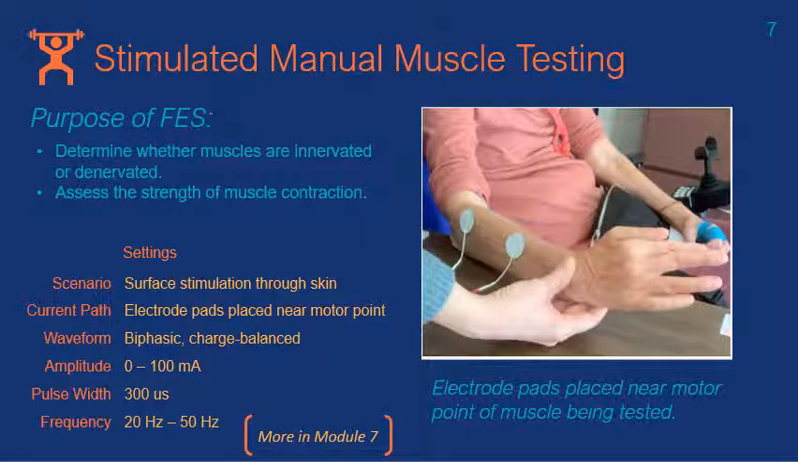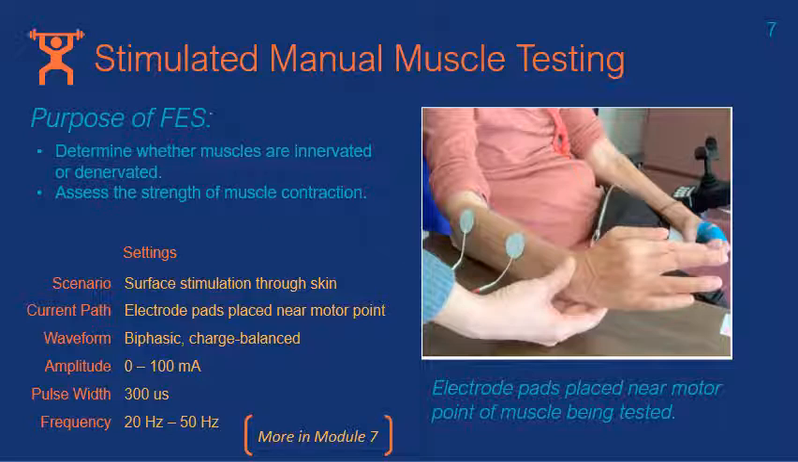The stimulated manual muscle test is done by the therapist as part of the screening process. The purpose of using FES at this stage is to determine whether a paralyzed muscle is innervated or denervated and to assess the strength of muscle contraction. In this scenario, the therapist will use a surface stimulator set to deliver a biphasic waveform, placing the two gel pads near the motor point of the muscle. The therapist will look for the ability of the muscle to generate strong contractions at the maximum stimulation levels. This is a more practical definition of innervation compared to conducting a full electrodiagnostic study.